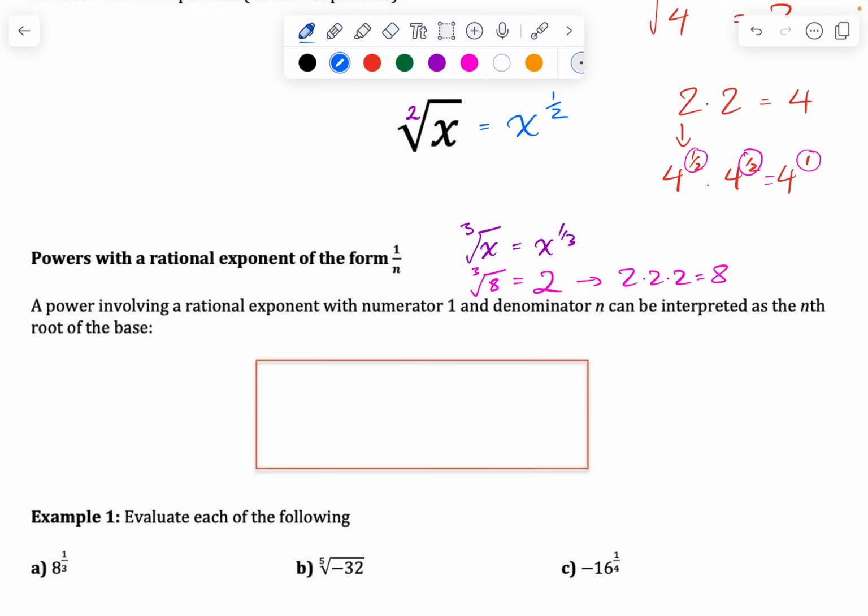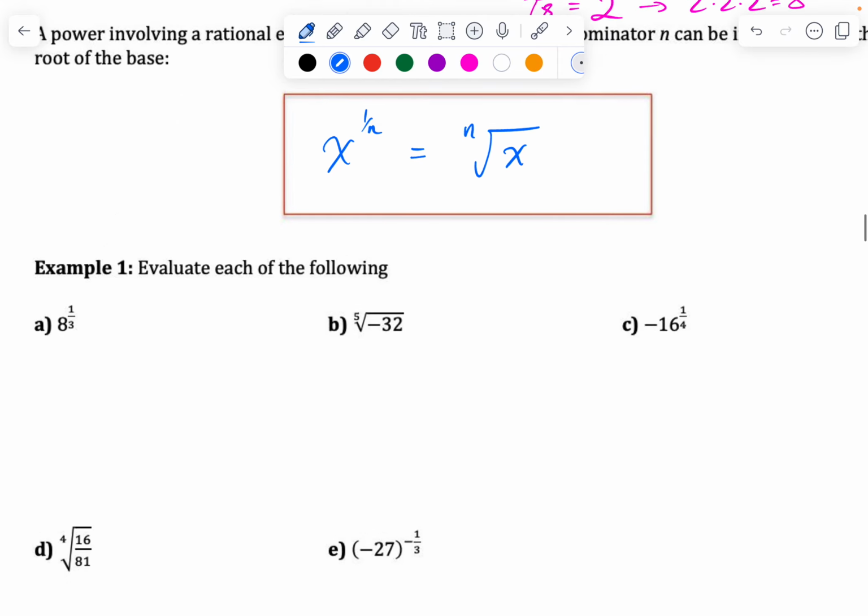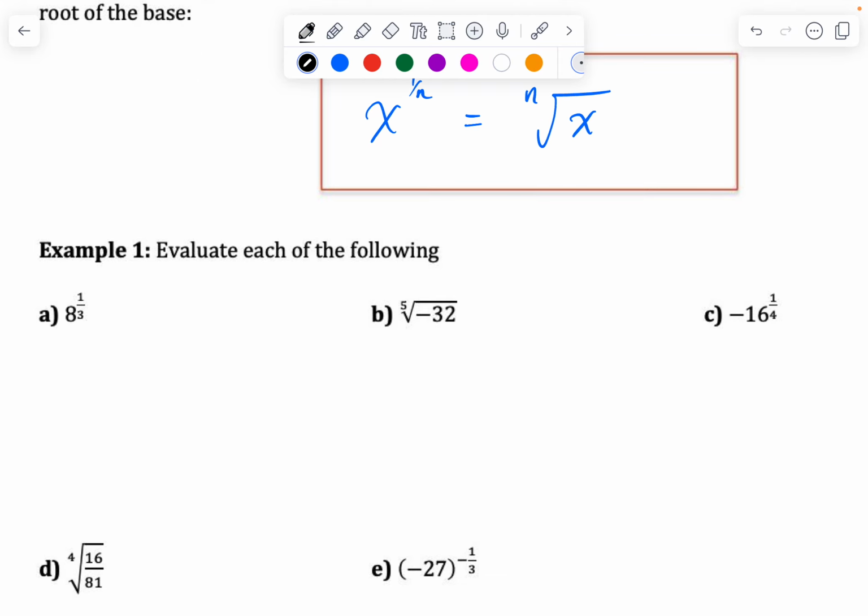And so we have what we call the nth root. So x to the 1 over n is the nth root of x. Okay? And it's something that multiplies itself n times to reach x. So let's see what that means down here. Well, 8 to the power of 1 over 3, that's the cube root of 8, which means 2, because we can think 2 times 2 times 2 is 8.